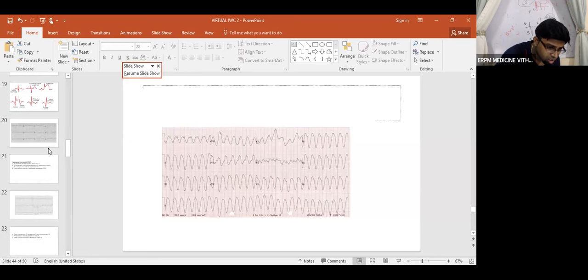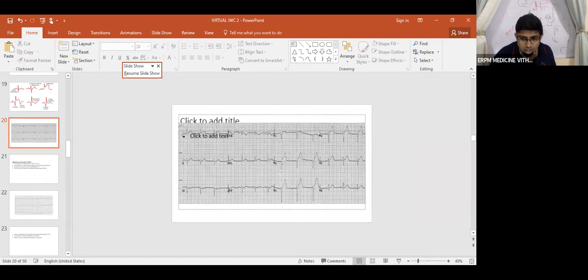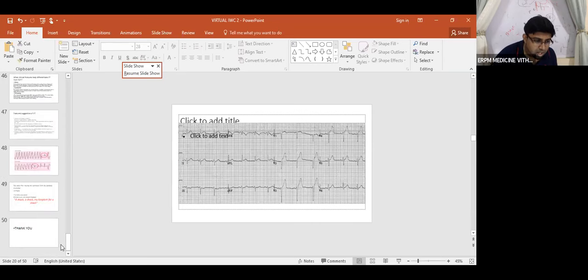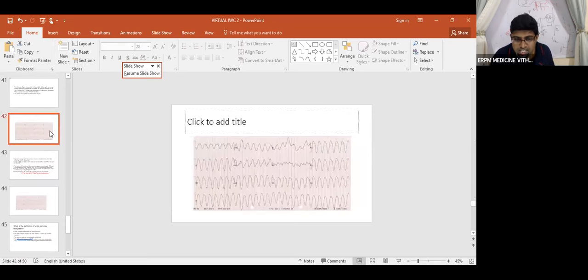If you look at the normal ECG, this V1 is mainly negative, yes or no? Now look at V6. V6 is mainly positive. V1 is negative, V6 is positive. We see that in a normal ECG, but here we don't see that. Understood?